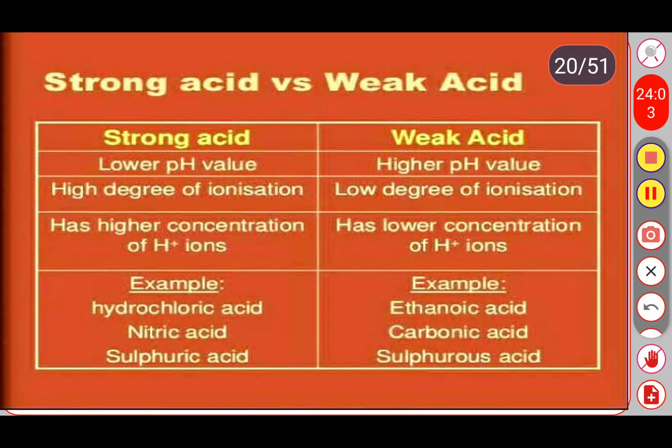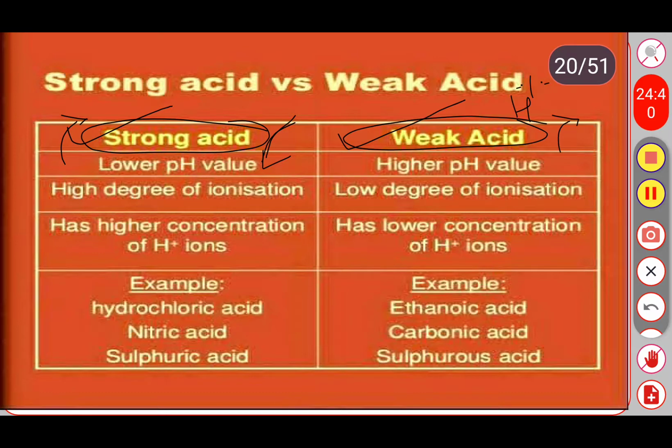Okay, now differentiate between strong acids and weak acids. How are you going to differentiate between a strong acid and a weak acid? When an acidic substance is dissolved in water, if it completely dissolves and releases the maximum amount of hydrogen ions, then that type of solution is considered a strong acid. If it dissolves partially and releases very few H plus ions, then that type of solution is considered a weak acid.